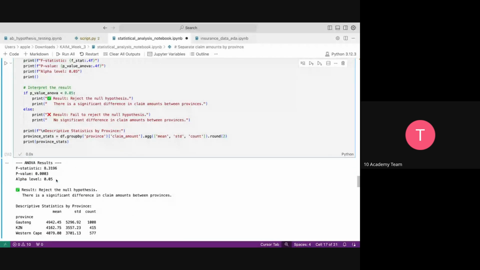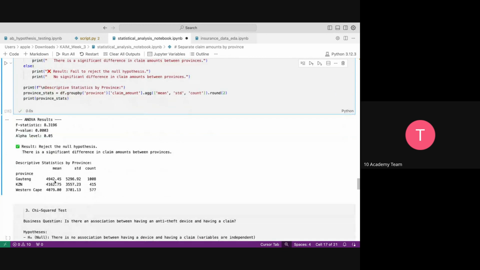Taking a look at the p-value, we can see that we have a strong F-stat result, and the p-value is very, very low, lower than 0.05. So in this case, we will reject the null hypothesis. Of course there is going to be further analysis, but we can assume that there is a significant difference in claim amount between these provenances. So let's see if that's true.